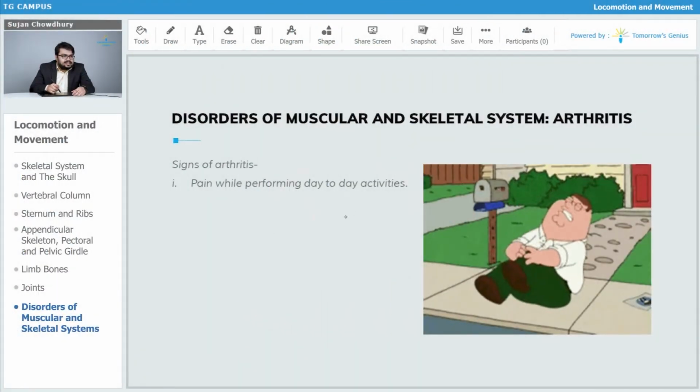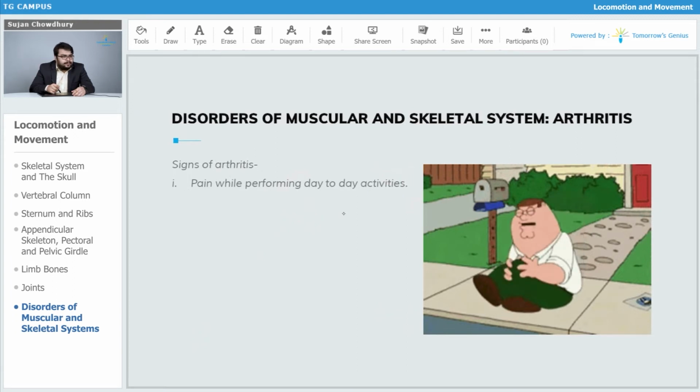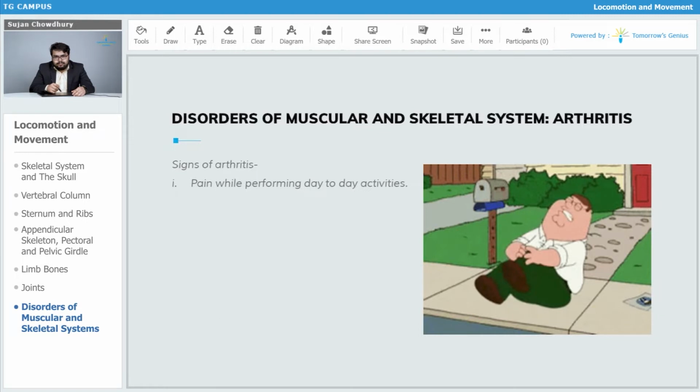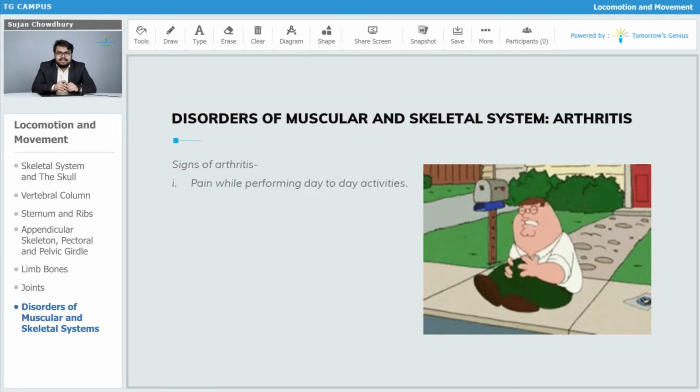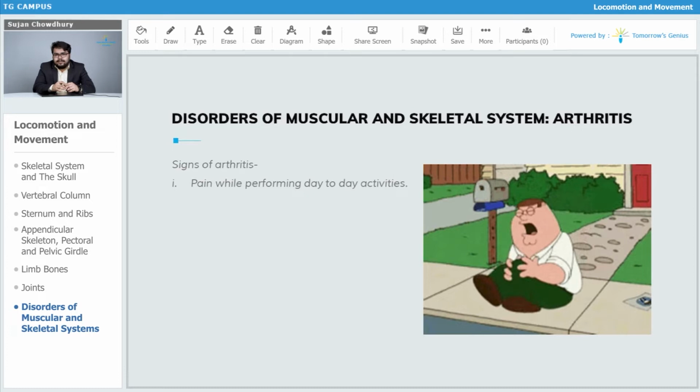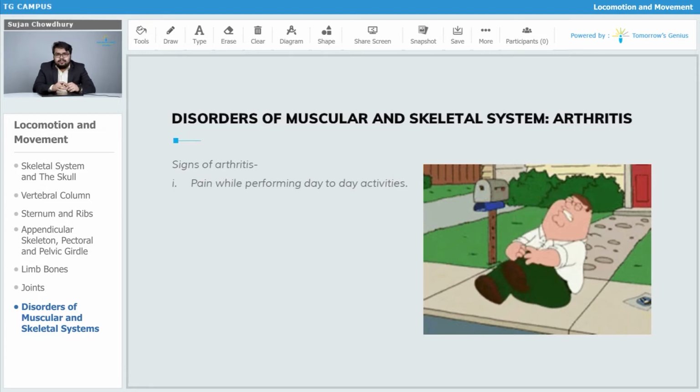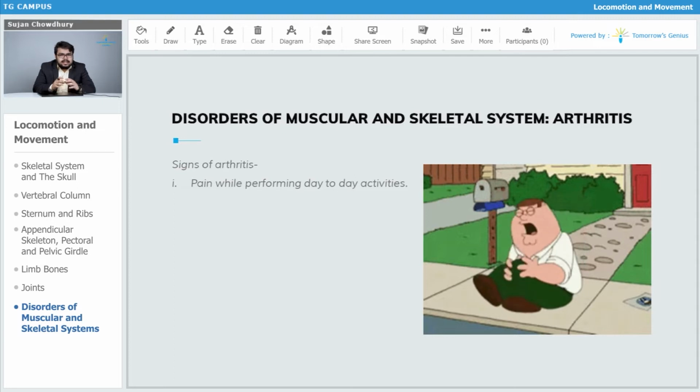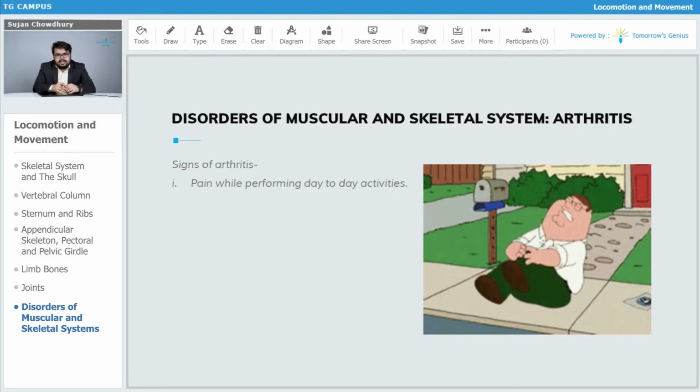Let's now understand the signs of arthritis. Pain while performing day-to-day activities. While performing day-to-day activities, very commonly the body parts will move. And definitely when the joints, which are severely affected and adversely damaged, show movement, it elicits intolerable pain to the individuals.